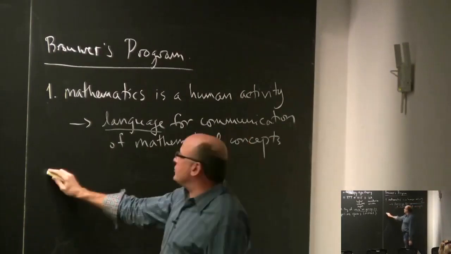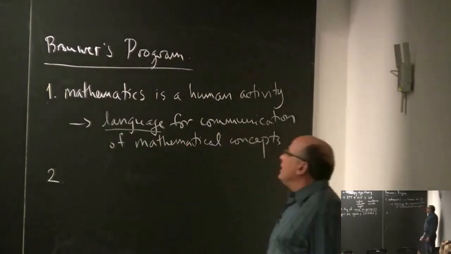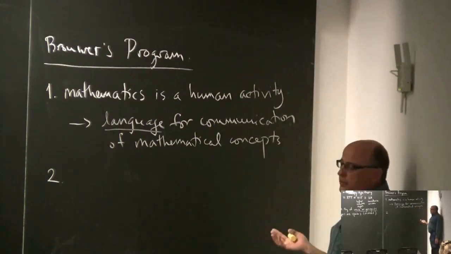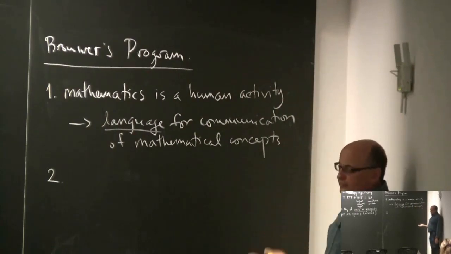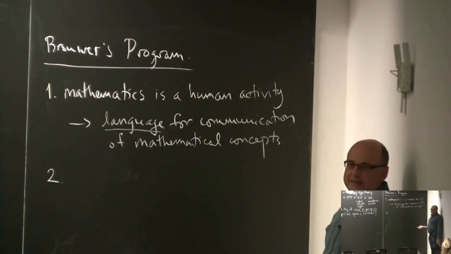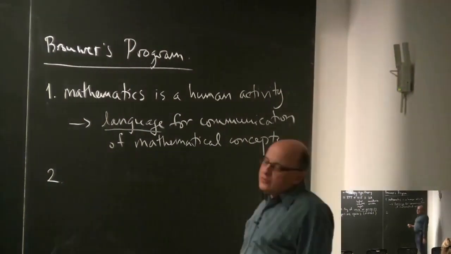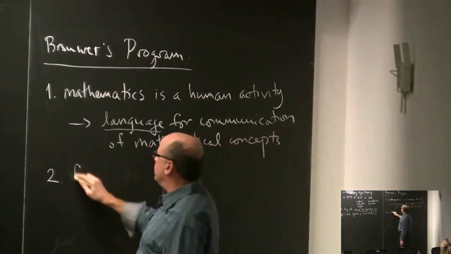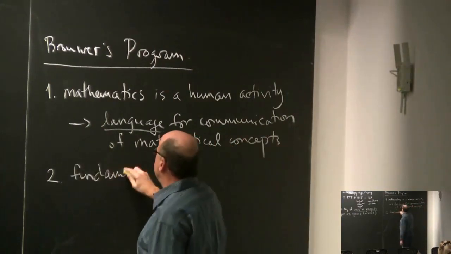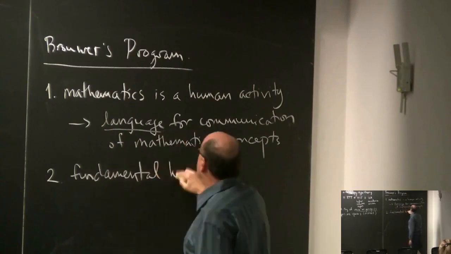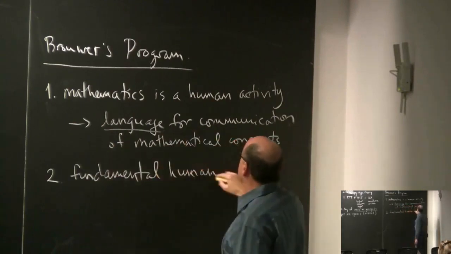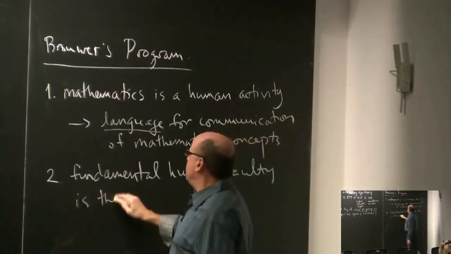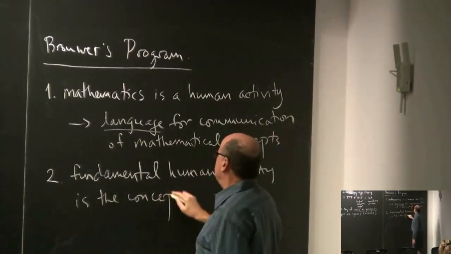So if it's a social process for communicating, you have to ask, at least in Brouwer's point of view, how is it possible for people to communicate mathematical ideas? And you kind of have to start somewhere. Brouwer's point of view is that the fundamental human faculty, the human capability, is the concept of an algorithm.